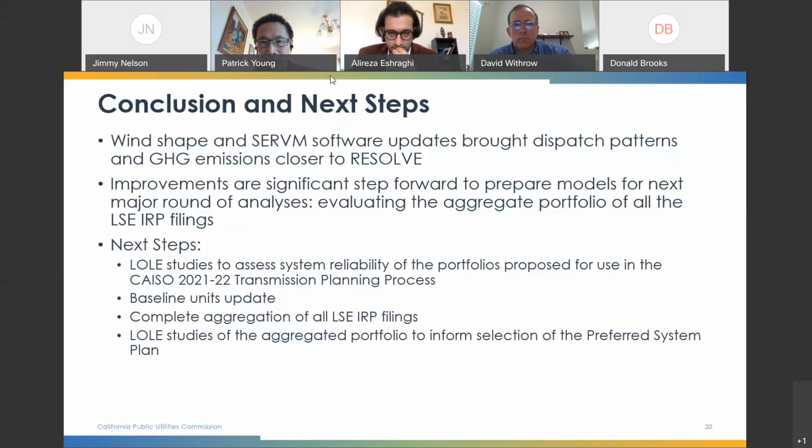So maybe not PD form, but at least a ruling and then a workshop where you'd start to be able to consume not just aggregation results, but also the results of SERVM analysis using the new SERVM that Donald and Patrick have described. Does that make sense?